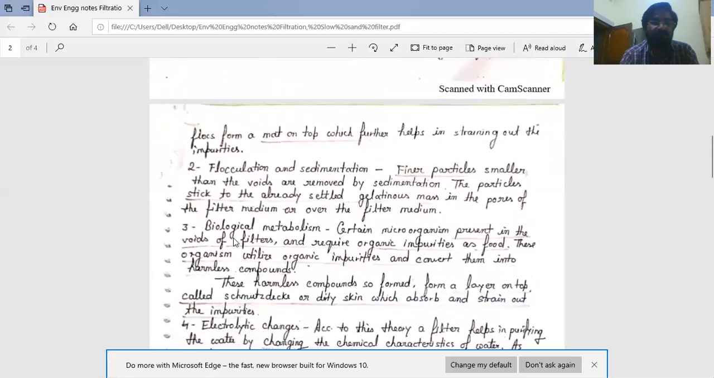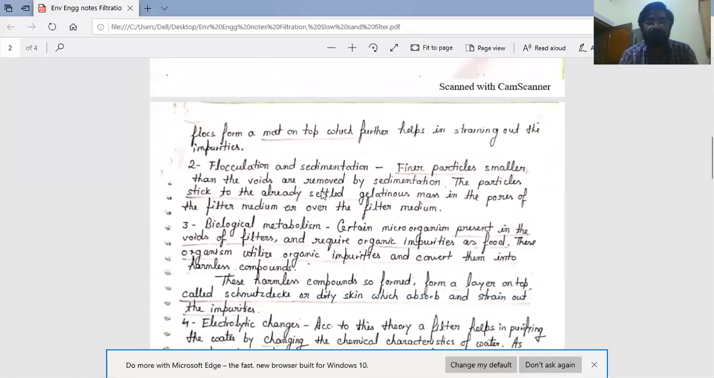Second is flocculation and sedimentation. Finer particles smaller than the voids are removed by sedimentation due to gravitational force. The particles stick to the already settled gelatinous mass in the pores of the filter medium or over the filter medium.